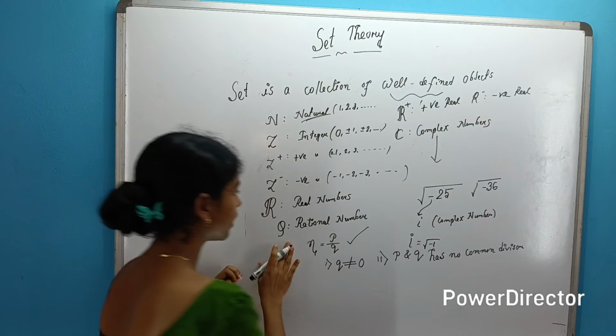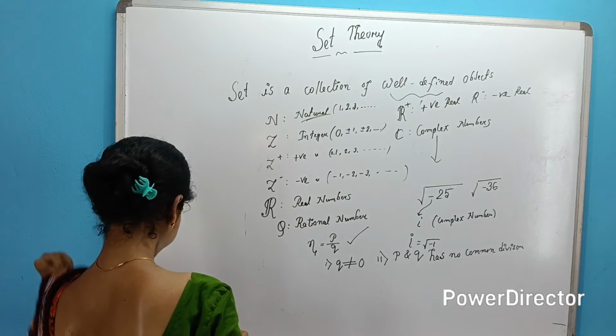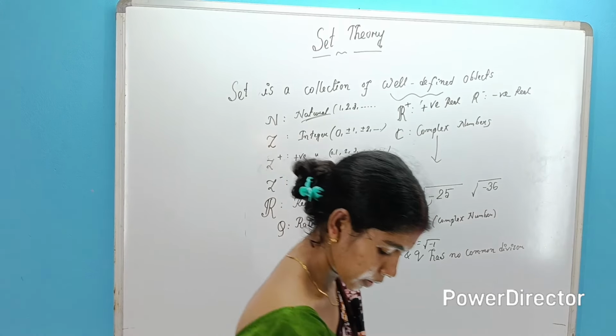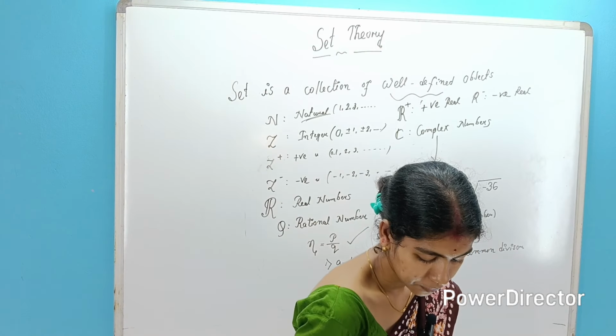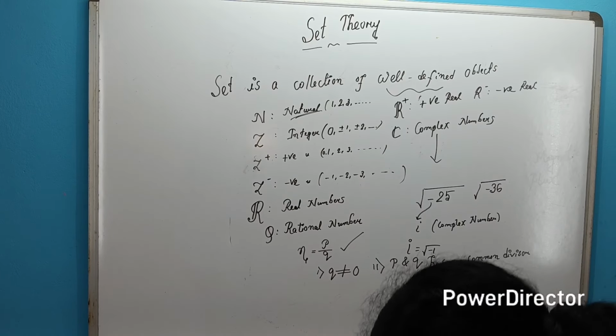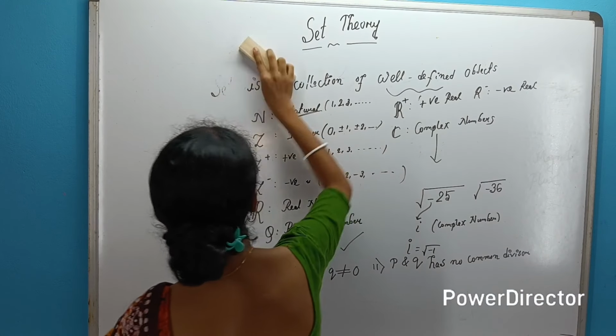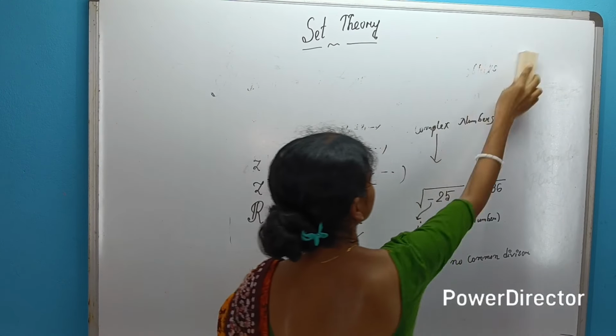Okay, then it is called a rational number. In that way, these are some symbols you have to know for solving any problem. Then another thing we have to study is the description of a set.